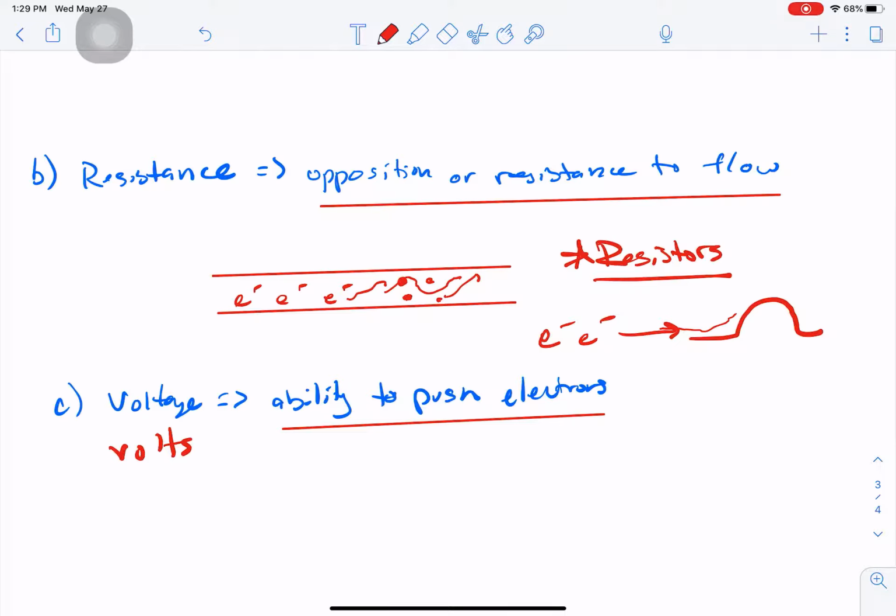Actually, let me continue to talk about this water tank. Let me revise this a little bit. So this water tank example. Okay, the voltage is equivalent, let's say, to the water pressure. The current is equivalent to the flow rate, and the resistance is like the pipe size or the hose size. Let's say it's connected to a hose, right?